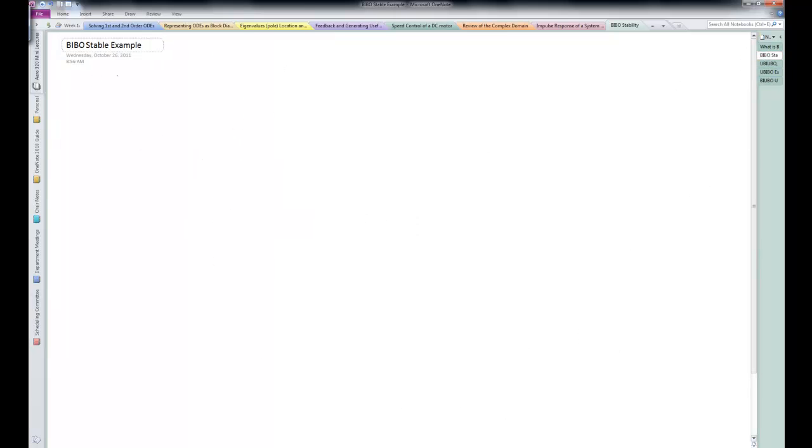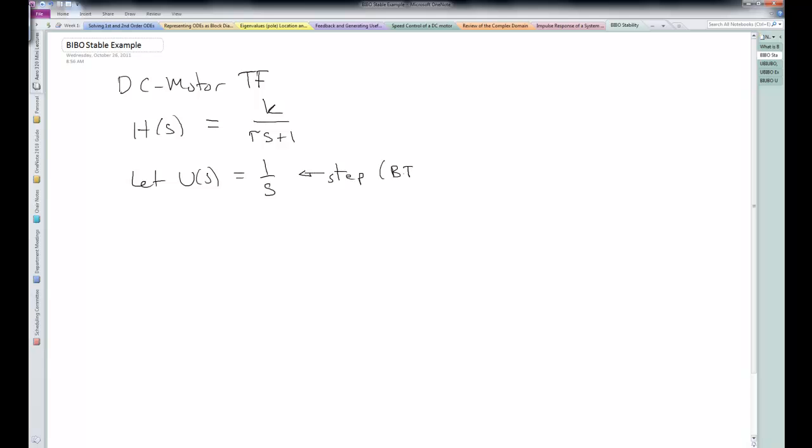So let's see just an example of a BIBO stable system. So we'll use the DC motor transfer function, and that transfer function is given by H(s) equals K, and we use the speed transfer function, so this relates the angular rate to the voltage applied. So K over tau s plus 1. And we'll let the input to the system be 1 over s. So that's a step. So that's bounded input. And the question is, what happens to y?